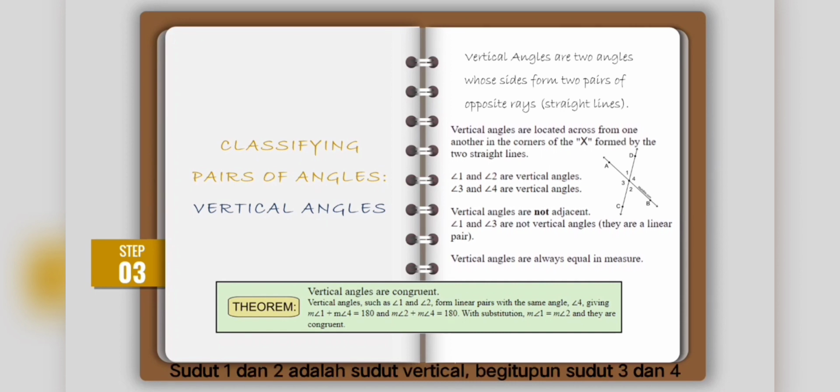Angles 1 and 2 are vertical angles. Angles 3 and 4 are vertical angles. Vertical angles are not adjacent. Angles 1 and 3 are not vertical angles because they are a linear pair. Vertical angles are always equal in measure.